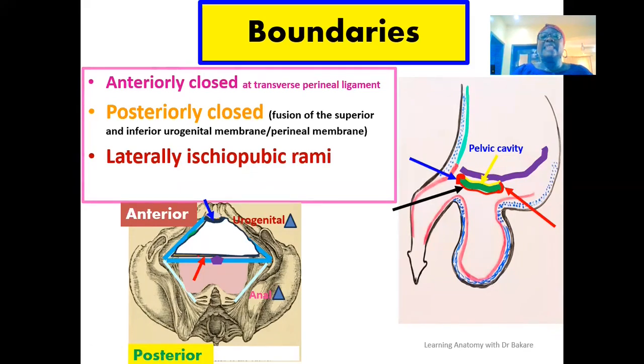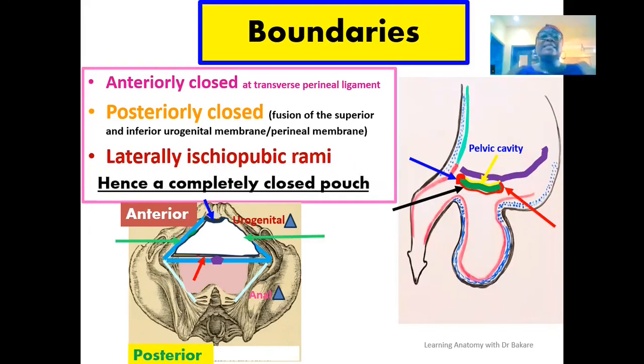So laterally, you see that on both lateral sides, the deep perineal pouch is seen to extend, and of course, is limited by the ischiopubic rami. So we have the ischiopubic ramus on one side, and you have another ischiopubic ramus on the other side. So you see that this pouch tends to extend, and of course is guided and limited by the ischiopubic rami on both sides.